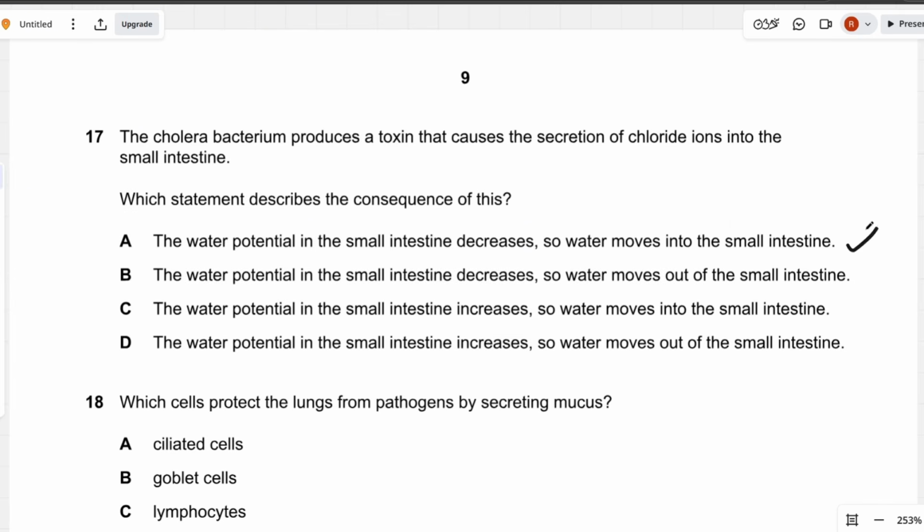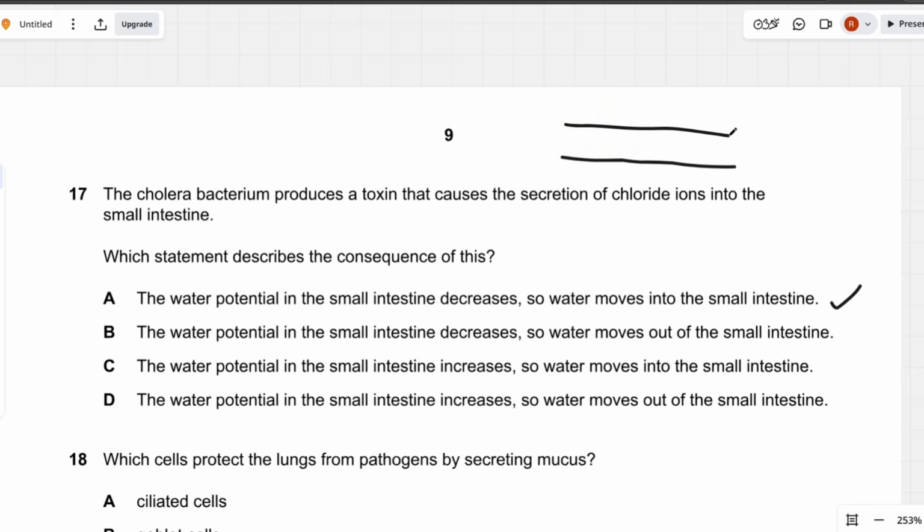This is correct, but let's actually draw it out. So this is the lumen of the small intestine, and let's say this is the cholera bacterium. It'll secrete a toxin that will lead to the secretion of chloride ions into the small intestines. So the chloride ions will actually be brought here into the lumen of the small intestine. And because chloride ions are salts, they're going to dissolve in there, and they are going to reduce the potential of water to move. So they're going to kind of hold the water molecules in place.